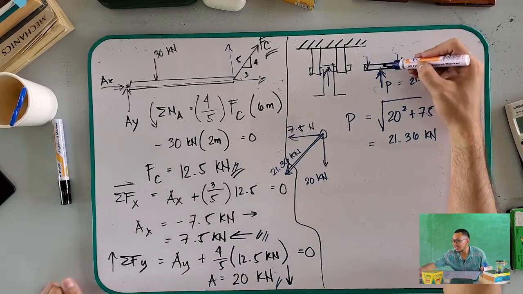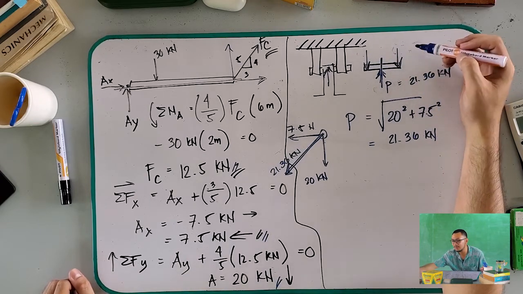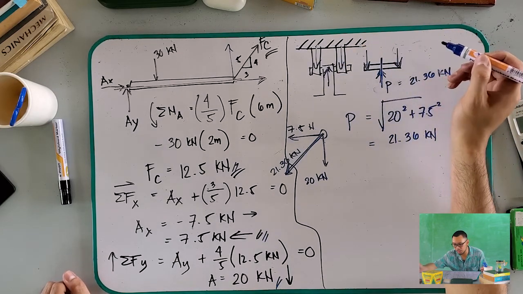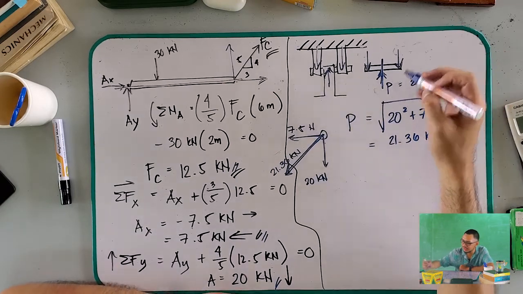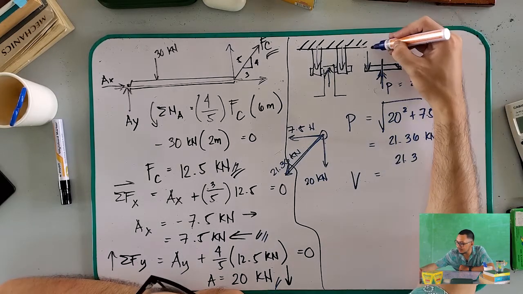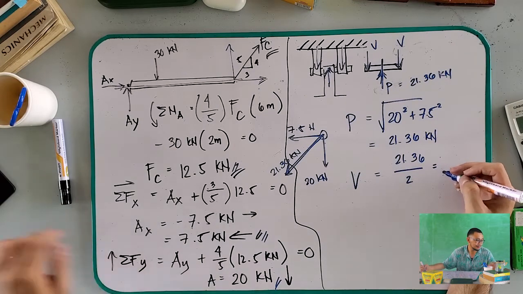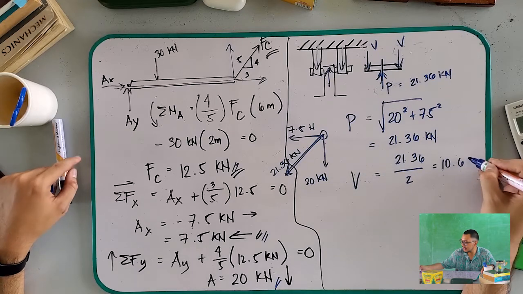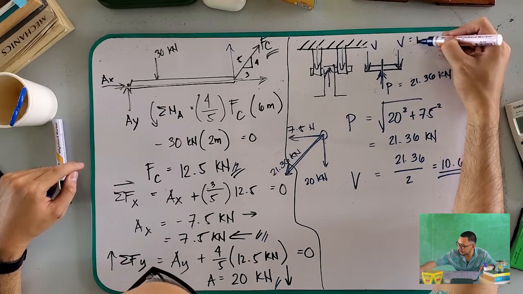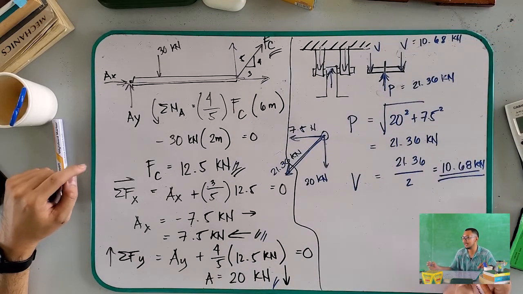kilonewtons. So since we assume that it is at the middle, so therefore, the one beside it, which is this, is what we get from the clevis, divide by 2. Okay? So, how much is the shear? Shear force is equal to 21.36, since V is shear force. 21.36 divided by 2 is equal to 10.68 kilonewtons. So that is our shear force on each of them. Okay? Kilonewtons.